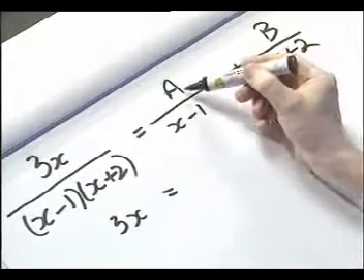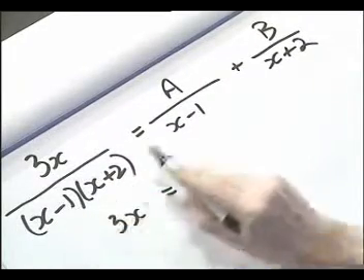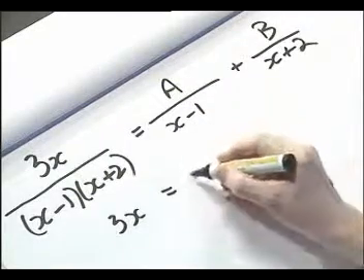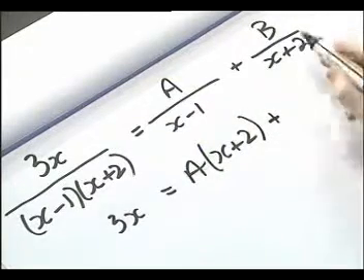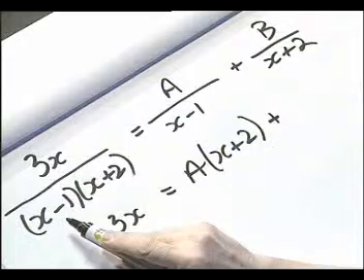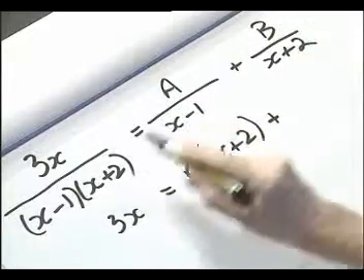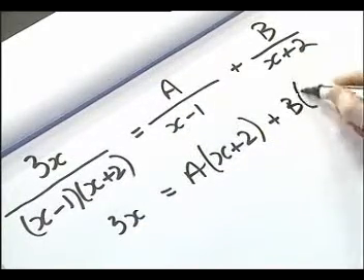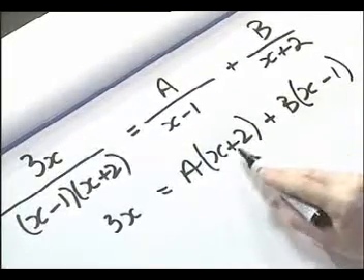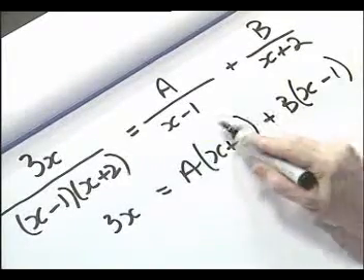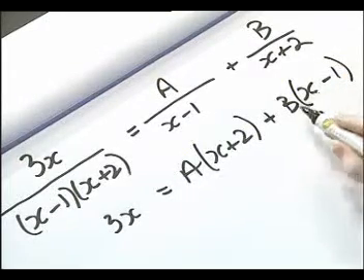On the right-hand side, a over x minus 1 times x minus 1 times x plus 2. The x minus 1's cancel out, and we're left with a times x plus 2. b over x plus 2 times x minus 1, x plus 2. The x plus 2's cancel out, and we're left with b times x minus 1. This time the special values that I'm going to take are x equals minus 2, because that will make that 0 and thus eliminate a, and x equals 1, which will make that 0 and thus eliminate b.